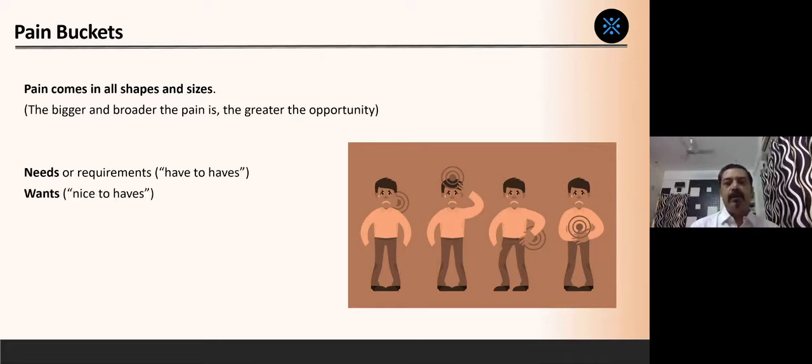Second is a want. It is like good to have, right? Your solution against this want will be like a vitamin tablet. He doesn't have a burning need, but it'll be good if he uses your solution against this particular want. It's like a vitamin pill.